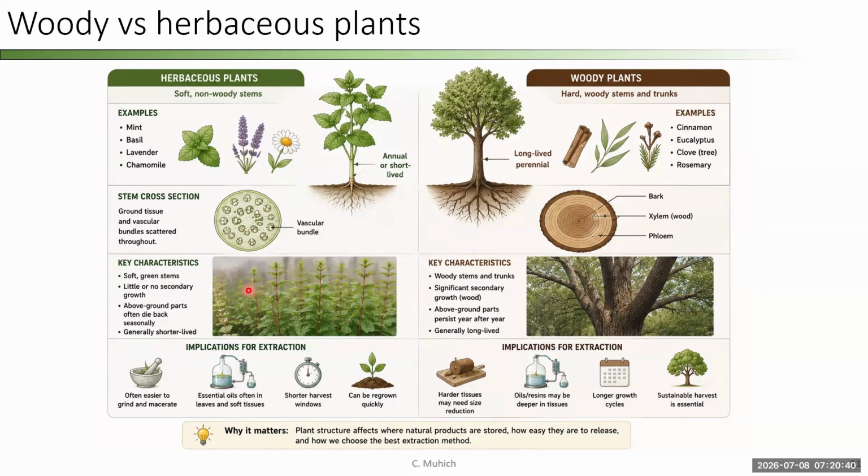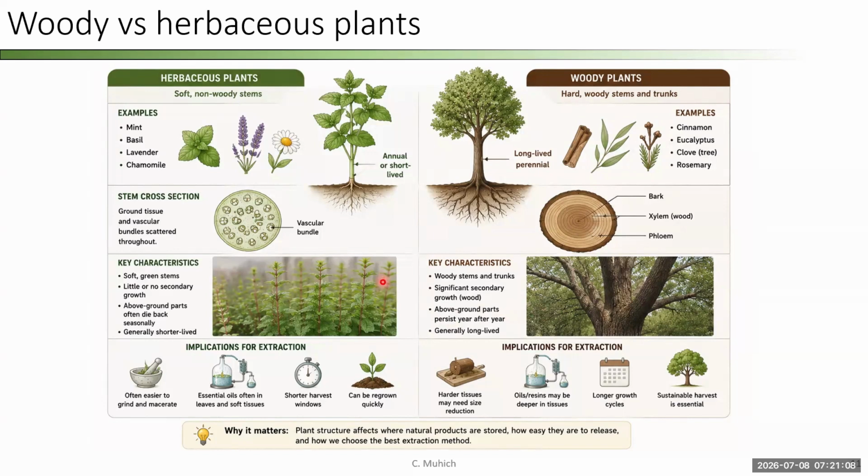So once again, considering the differences, the herbaceous plants tend to have soft green stems. And again, those parts generally die back seasonally, and they generally live for a shorter period of time compared to our woody plants, which are generally long-lived. The above ground parts persist year after year, and you've got those thick woody trunks and bark.